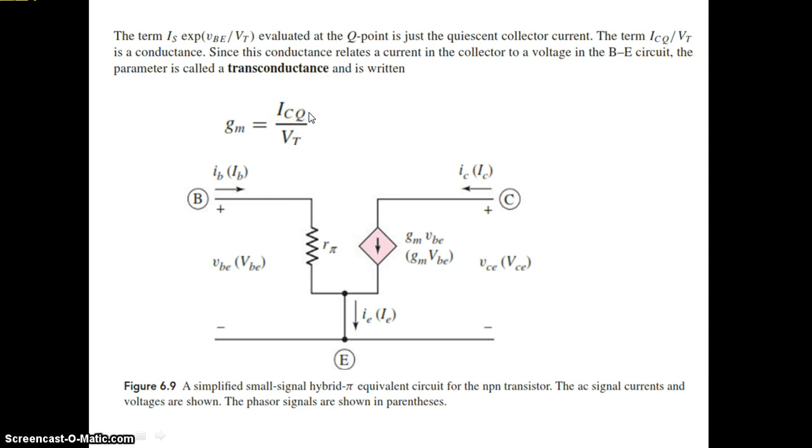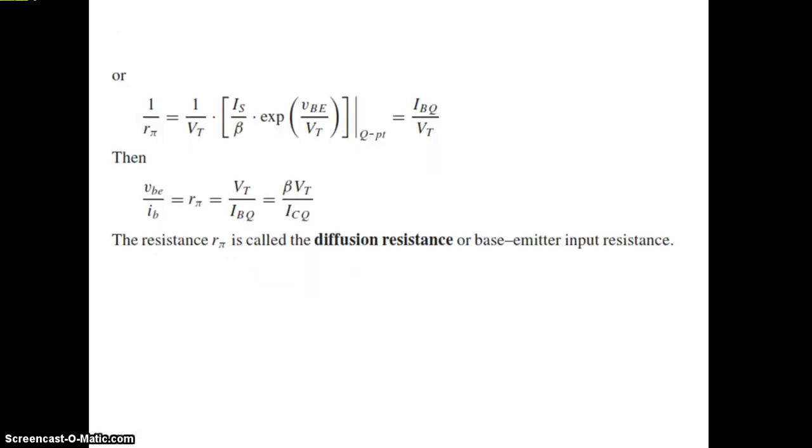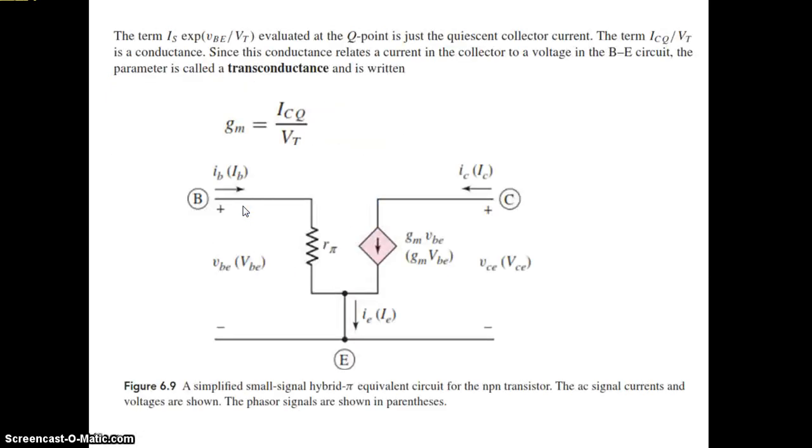So we have derived two small signal parameters. One is R pi, which is given by VT by IBQ, and another parameter is the transconductance, GM equal to ICQ by VT.